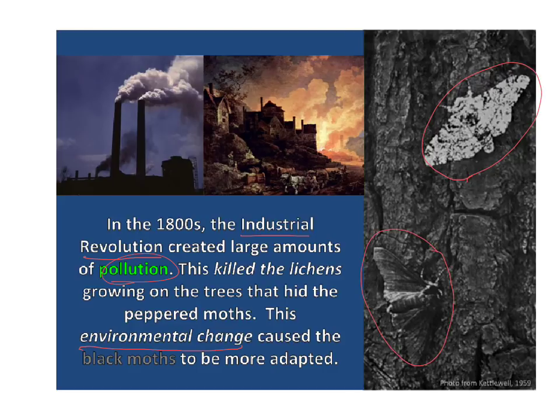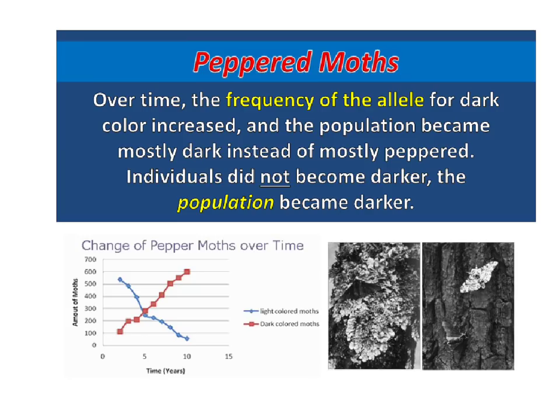Now the darker moths blend in better with the dark bark of the tree, and so the birds are now eating this normal organism rather than the dark mutated organism. So there was an environmental change which caused the normal allele to now be less well adapted to the environment. So now the frequency of the black allele in the population is going to go up because it is now better camouflaged. And the frequency of the peppered allele in the population is going to go down because of the environmental change. Over time, the frequency of the allele for the dark color increased.